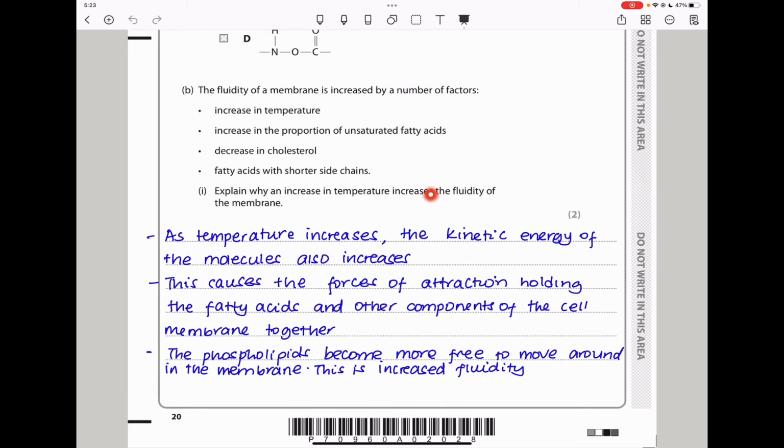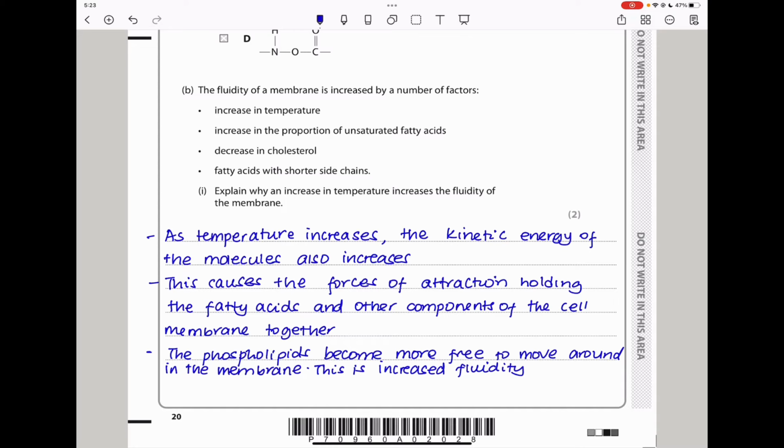Remember, this is temperature. Always when they ask about temperature, remember kinetic energy. An increase in temperature increases the kinetic energy, and therefore the particles will be moving faster. So this will cause the forces of attraction holding, in this case, the fatty acids and the other components together to be loosened or to be kind of broken. I say this causes the forces of attraction holding the fatty acids and other components of the cell membrane together to be broken, and therefore the phospholipid becomes more free.